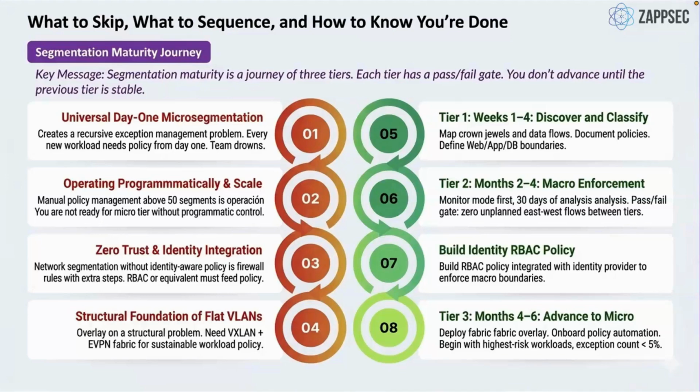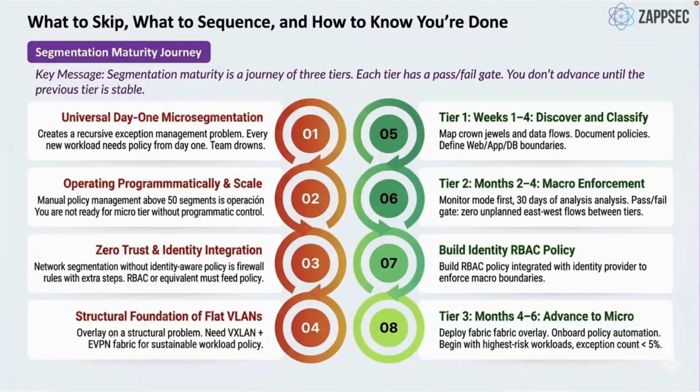Yeah, so the four anti-patterns, right? Each one is a specific failure mode I have seen in production. Number one is universal day one microsegmentation, starting workload to workload policy before even doing the macro segmentation. Once the macro segmentation is stable, you can go to microsegmentation. But here the macro is not stable, which creates recursive exception management. Every new workload needs a policy from day one. The team burns down and the enforcement never even starts.